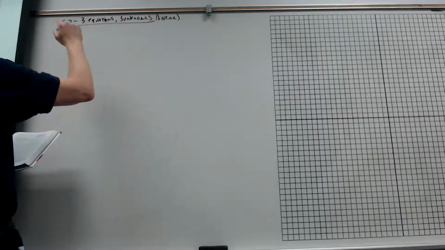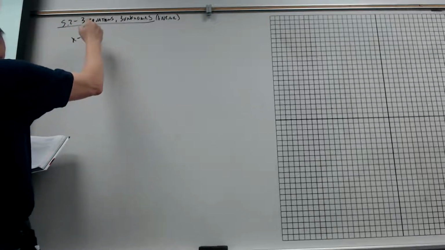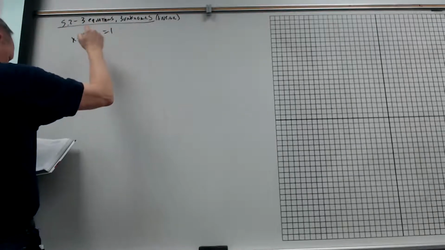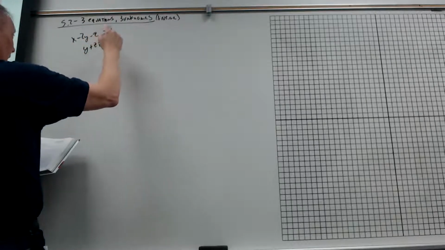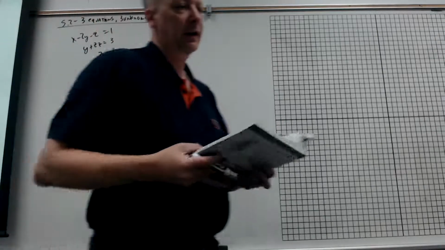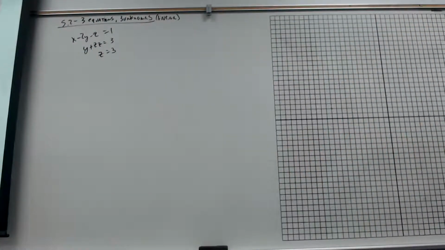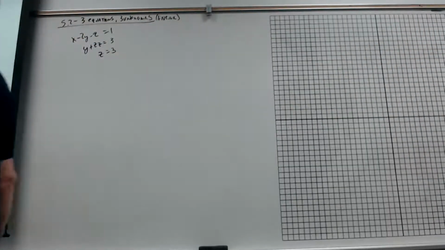Okay, so let's say we have an equation, x minus 2y minus z equals 1. Y plus 2z equals 3, and z equals 3. Okay, this is probably the easiest type of problem you'll see. So, how about Derek? Can you help me solve that?